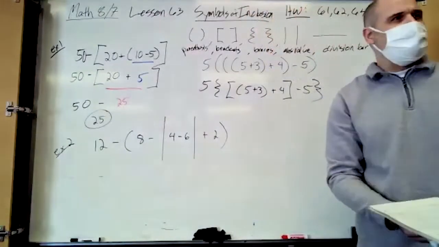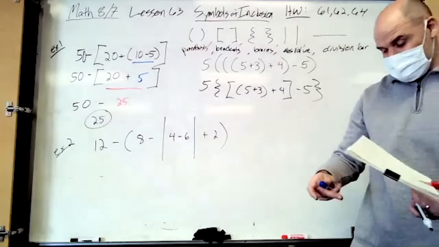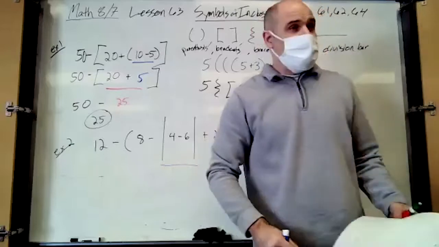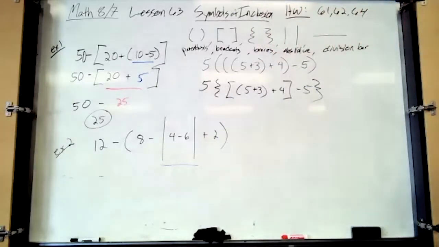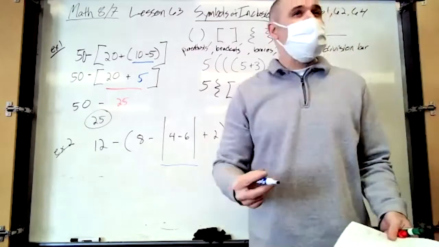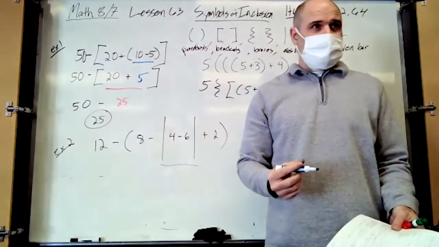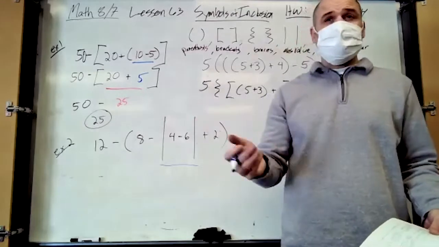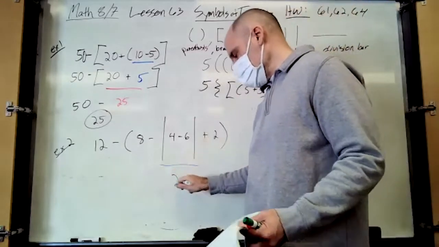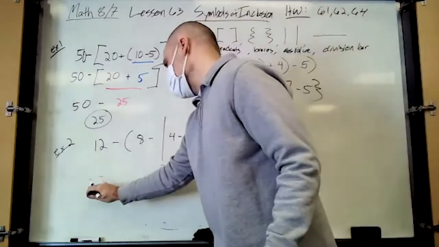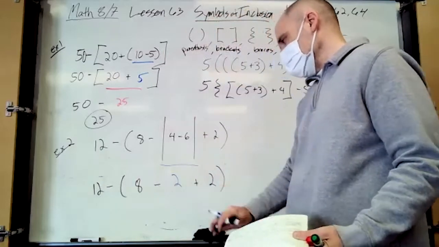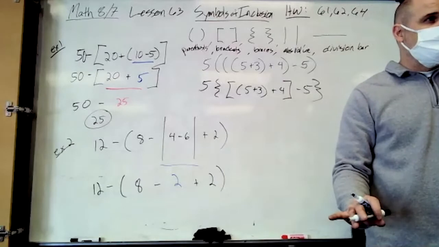All right, what do you do first? What's the innermost symbols of inclusion? The absolute value. Okay, so what's 4 minus 6? Negative 2. So what's the absolute value of negative 2? Do you remember how to find the absolute value? It's 2. It's basically, if it's negative, make it positive. If it's positive, leave it alone. So that's 2. Everything else I'm going to write the same: 12 minus parenthesis 8 minus 2 plus 2. So far, so good? All right, now what?